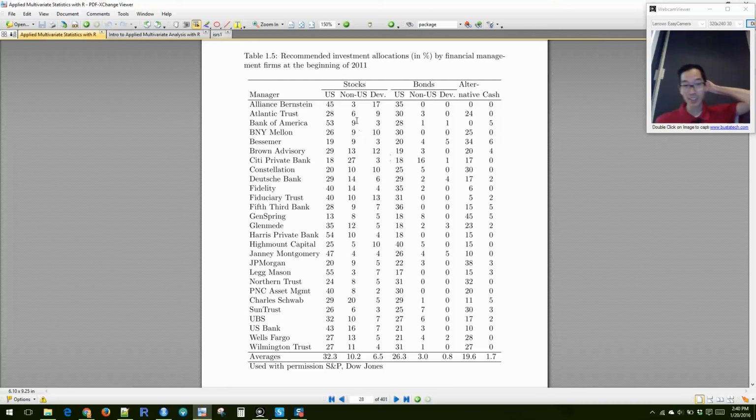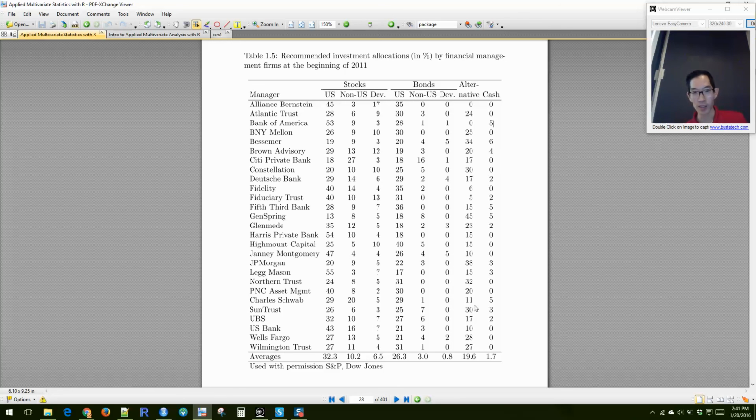But anyway, Bank of America says the way you should invest is to put 53% in U.S. stocks, 9% in foreign stocks, 3% in developing markets and stuff. Okay, and then you've got stuff on bonds, which is considered a safer thing, and then alternative investments and cash. All these different places have different ways to say, hey, you should follow these investment strategies, right?